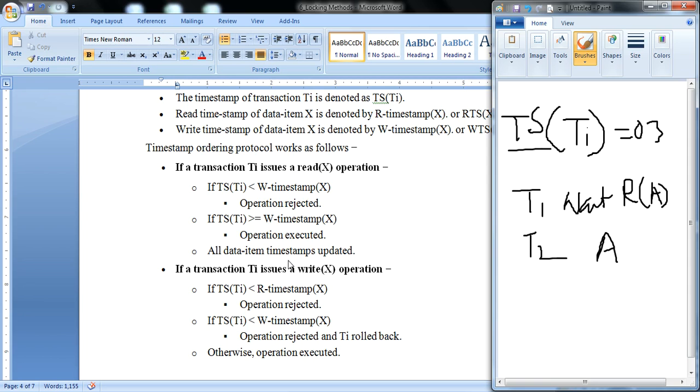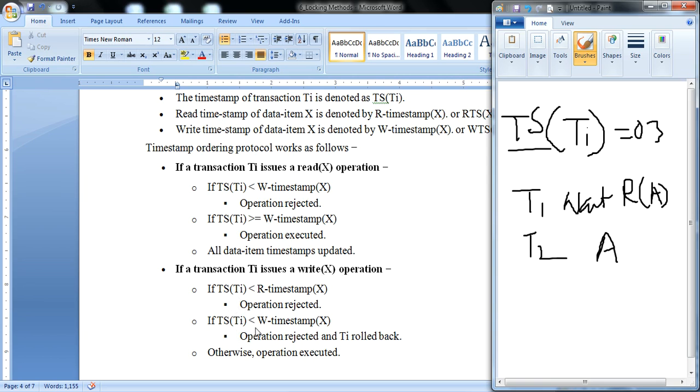Now all data item timestamps are updated. After this process, the read or write timestamp of a data item is updated with a new value. This is simply for when a transaction wants to read the data item X. Now the transaction wants to write the data item X, so what will be the situation? If the timestamp of the transaction is less than the read timestamp of the data item, then again the operation is rejected.